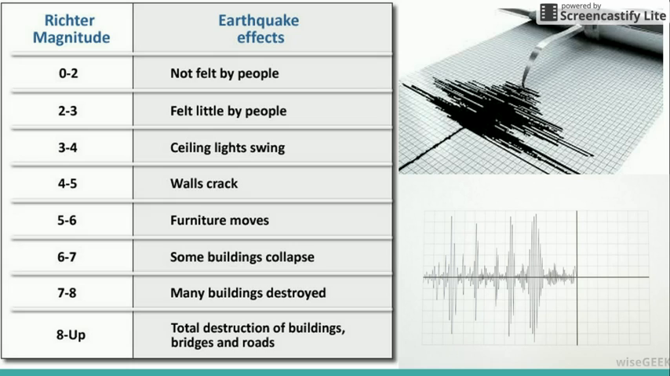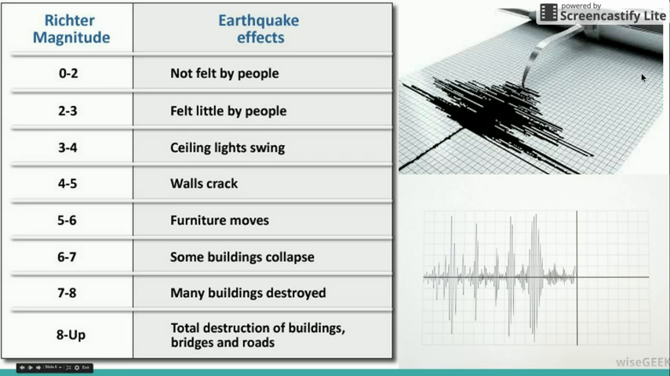buildings, bridges, and roads. Earthquakes can also cause tsunamis when they occur underneath the ocean. When an earthquake happens underneath the ocean and the pressure is released, this can cause a tsunami wave that can cause damage to any land within its path.